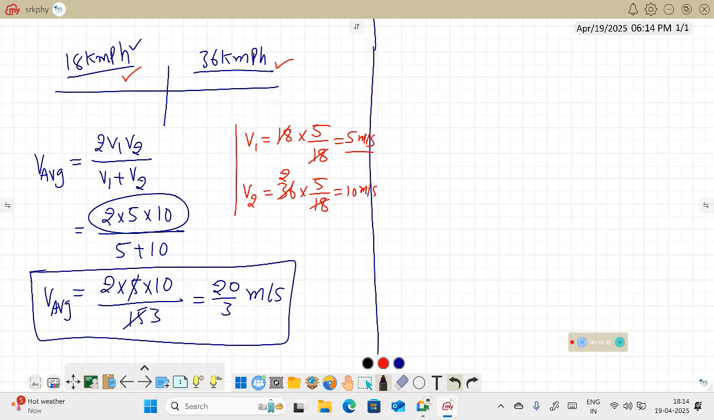Like this, I have to solve. A car covers a total distance in 3 equal parts. Write it, okay? A car covers a total distance in 3 equal parts. First, 1/3 of the distance.